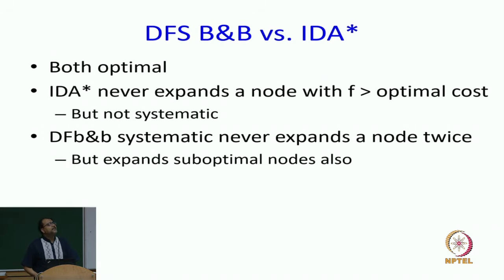When would branch and bound be better? No, that is not true. The suggestion is that when we want only one feasible solution, we do not care for optimality. That is not true. We are looking for optimality in both the cases. But when would depth first search, branch and bound be a better algorithm?